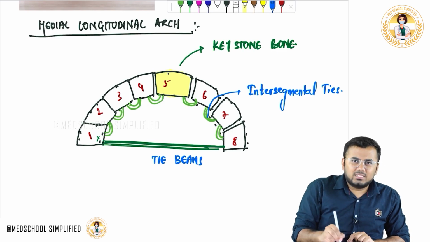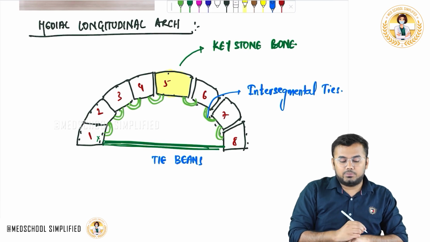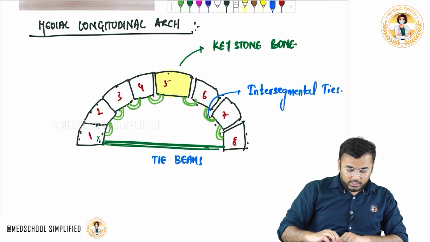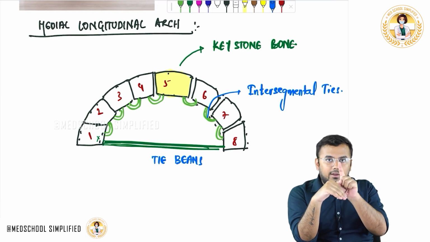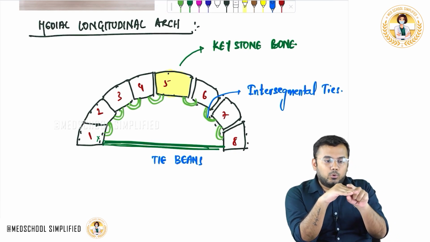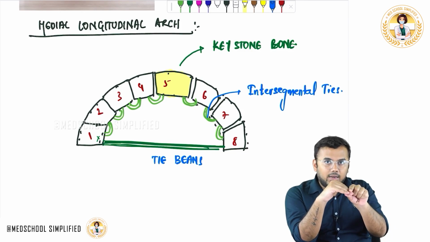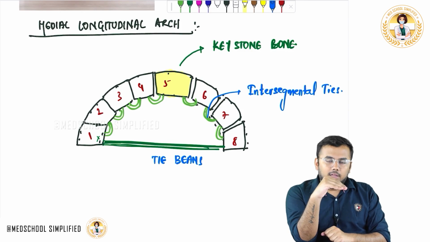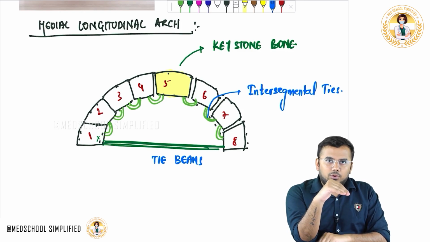So these might be muscles or these might be your aponeurosis, whatever it might be, these are called tie beams. Okay, and the second important thing is that if an arch has to be maintained, you have to pull this anterior. See, in this arch, this is called the anterior pillar, this is called the posterior pillar. So you are pulling the anterior pillar like this, that is the reason why the arch is formed.